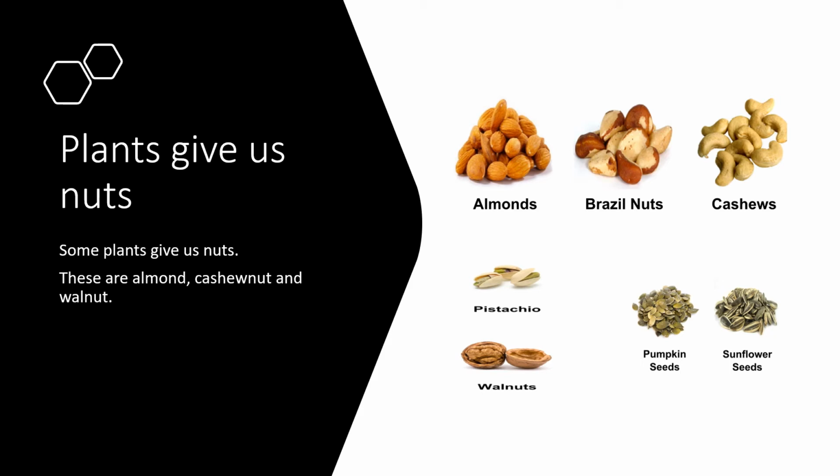Spellings of the nuts. ALMONDS, almonds. CASHEWNUT, cashew nut. WALNUT, walnut. Plants give us nuts. Some plants give us nuts. These are almonds, cashew nut and walnut. The other spellings you can learn by yourselves, right?